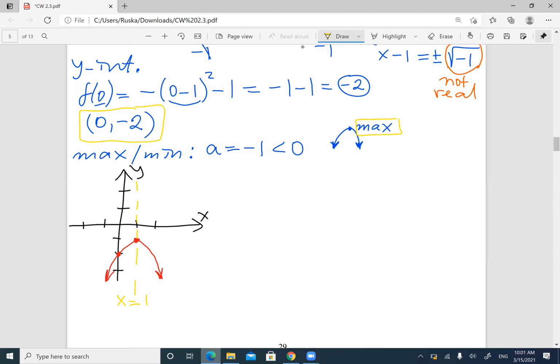We have the graph, the parabola is open upside down. We have the axis of symmetry also. The vertex is at 1 and -1. We can put that here, 1 and -1. And you're crossing the y-axis at -2. Okay, so that's the graph.